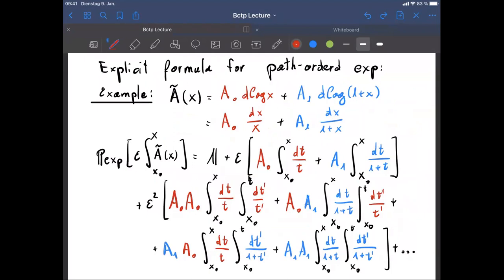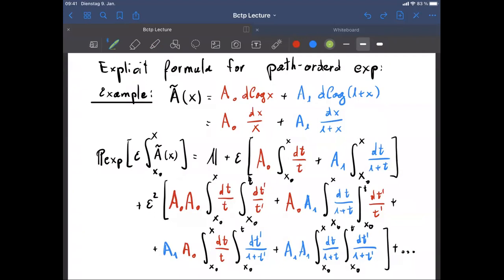And the matrices A0 and A1, they are constants. I should have said that here. Up here, the matrices A0 and A1, they are constants. They do not depend on epsilon. Now, how to do these integrals, this we'll see later. I mean, you can easily see already here that this thing, for example, is just log x over x0. Well, we'll see that in more detail later.